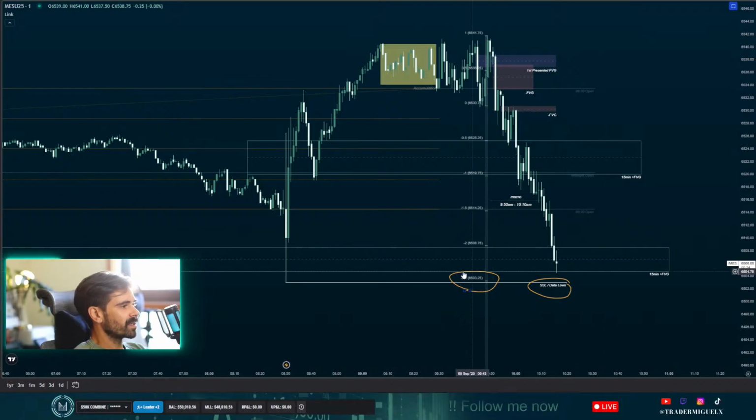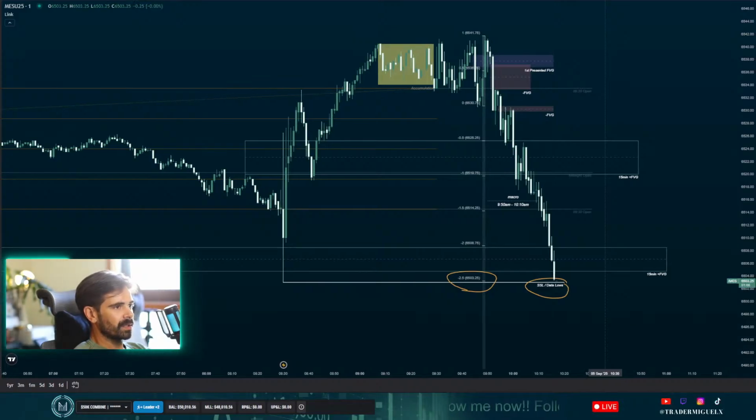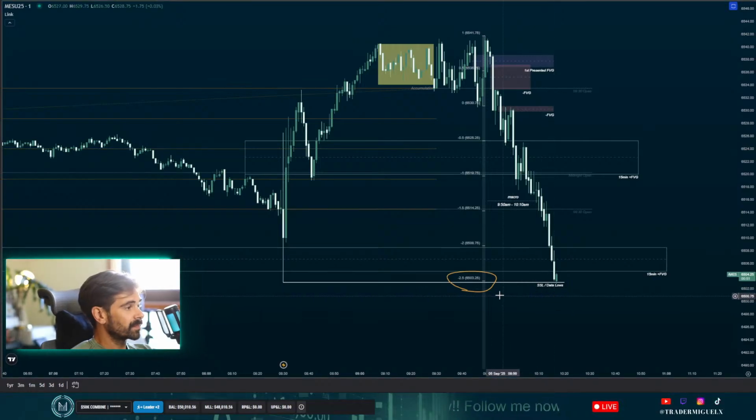So minus 2.5 standard deviation will be hit here. Just a matter of minutes before it will take data lows. And as you can see here, there we go. NQ will head towards data lows as well. So nice read, honestly. It was a nice read.